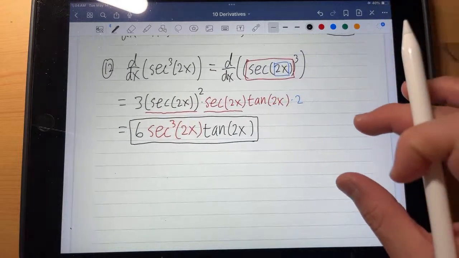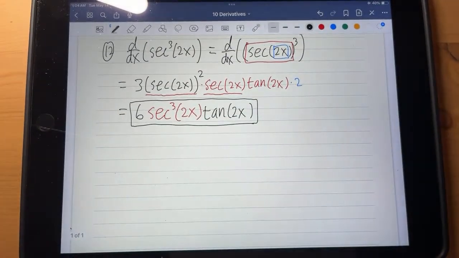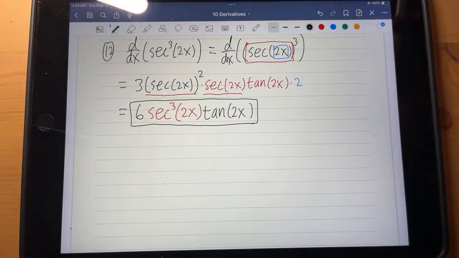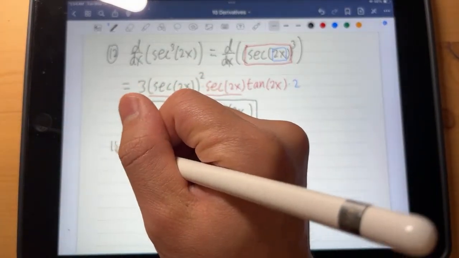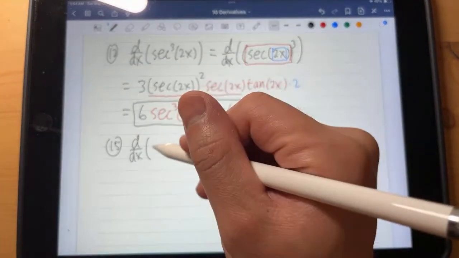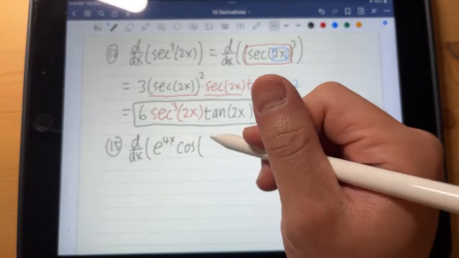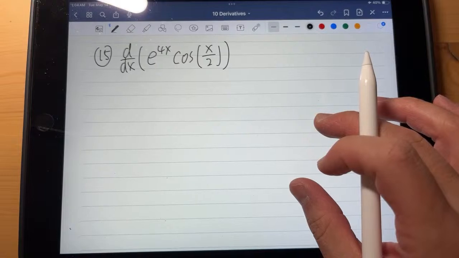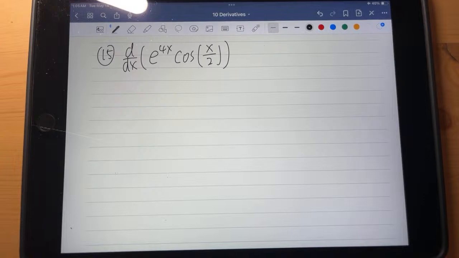Done? All right. Now, I think I have one more space for the next question. The next question is this, right? Number 15 from the 100 derivative video. So we have number 15. We will be differentiating e to the 4x times cosine of x over 2. So let's just focus on this. Please help me out. What should we do right here first? What's the big picture?